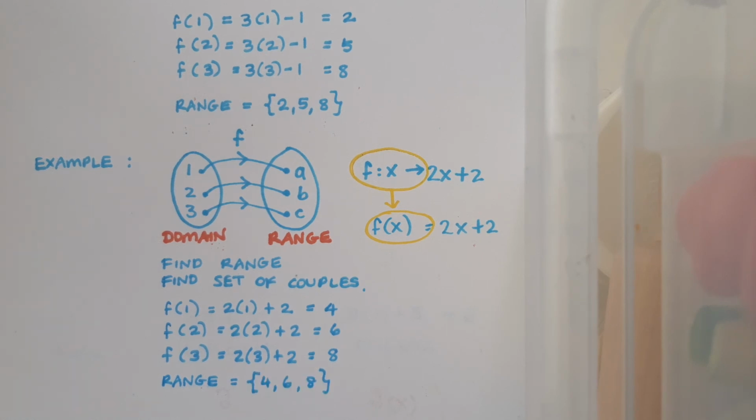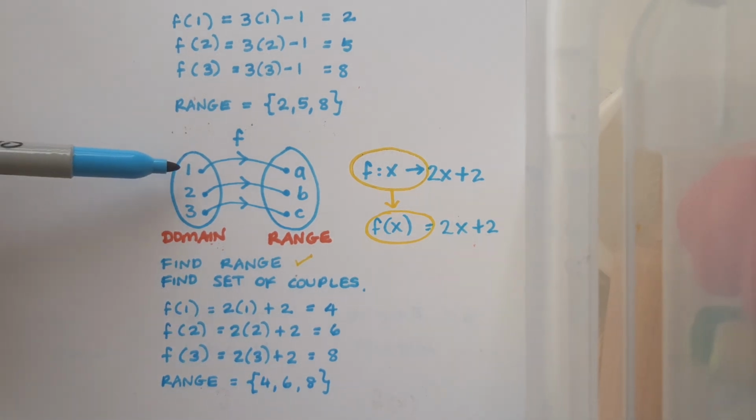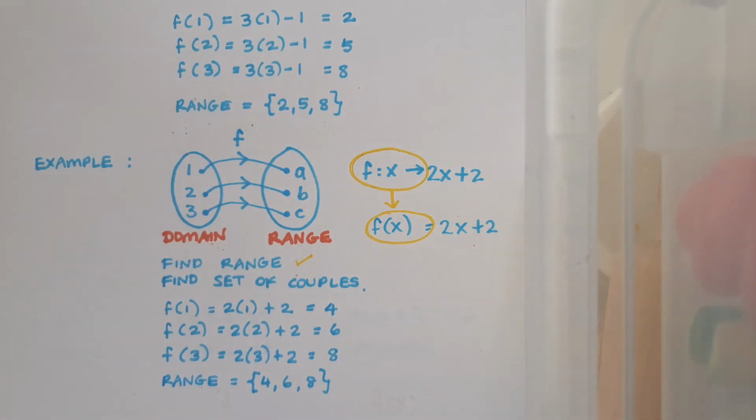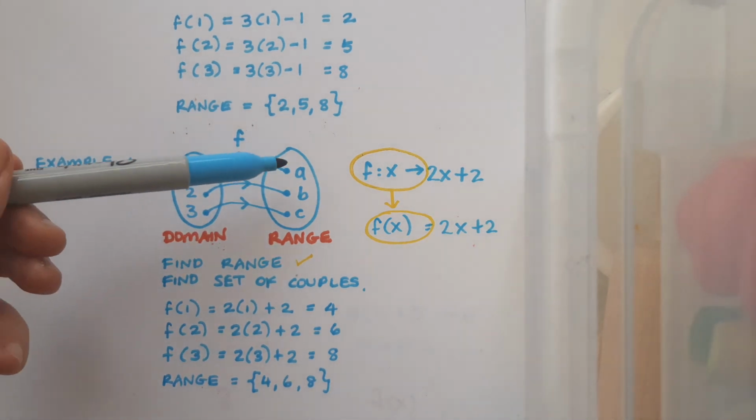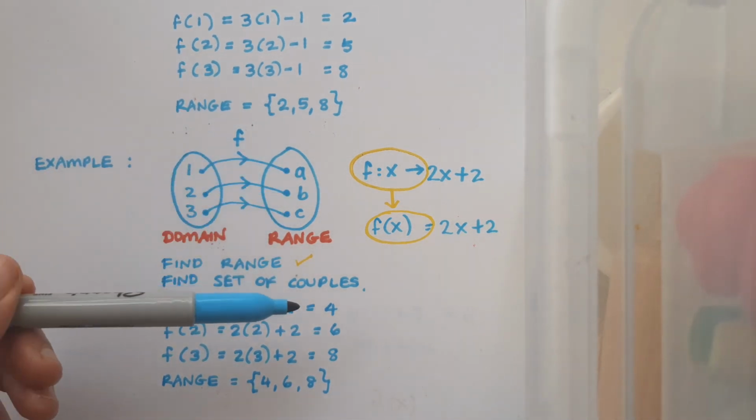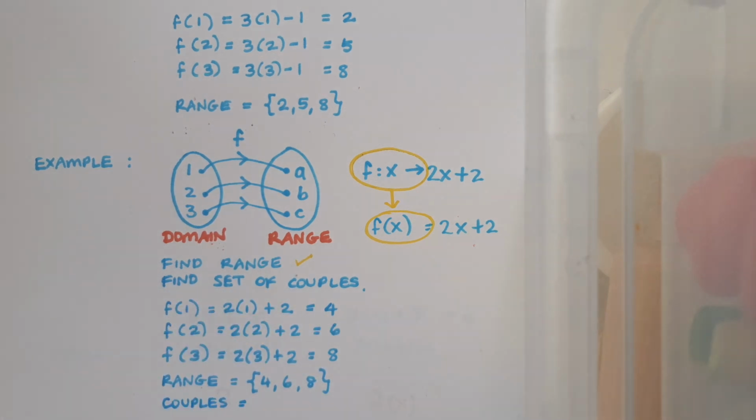So that's the range found, but I also had to find the set of couples. That's very easy to do. I simply pair up each input with its output and write them in brackets. Now, I didn't know what A, B and C were originally, but now they're 4, 6 and 8. Since I want to write the set of couples, I'm going to be using my set brackets at the start and finish. And in between the set brackets, I'll simply write in each couple separated by a comma.